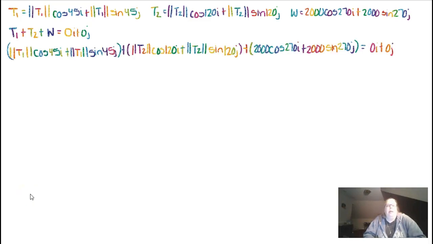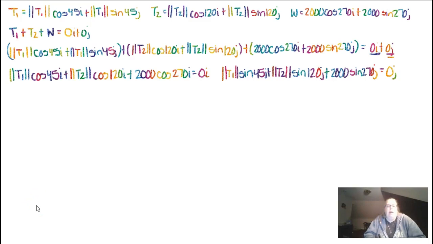I've separated each one of them by parentheses so you can tell where T1 and T2 were, and then the W vector back here. The next thing we want to do is separate this into two equations, the i equation and the j equation. I'm going to take all of the terms that have an i in them and make one equation, and then take all the terms that have a j in them and make another equation. I put my i equation on the left and the j equation on the right.